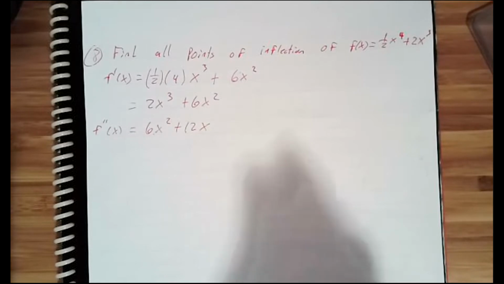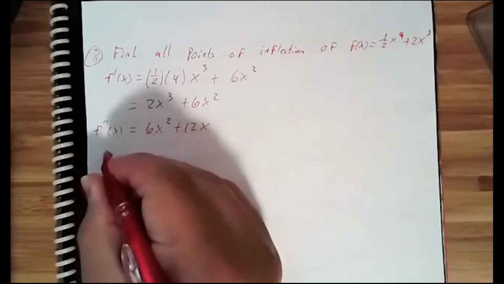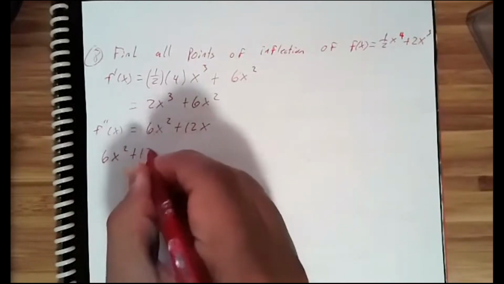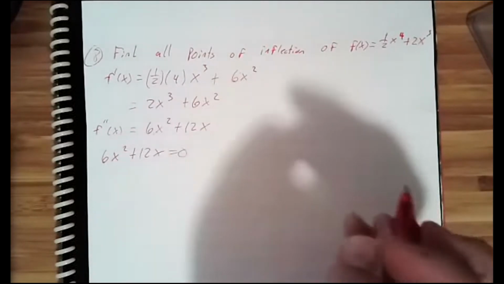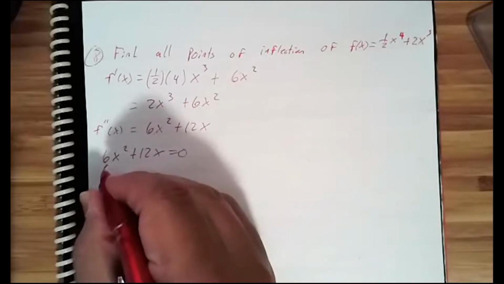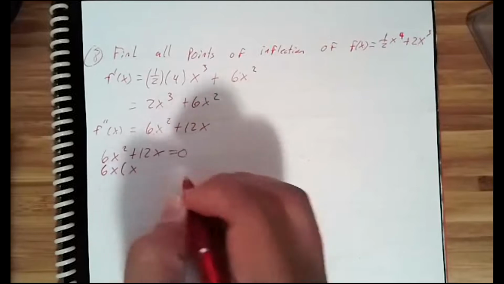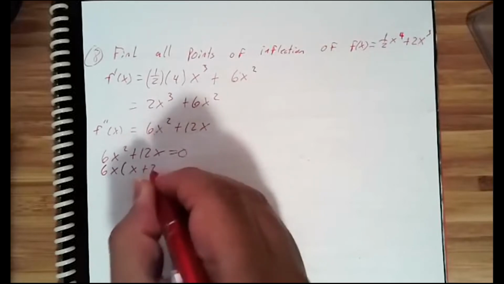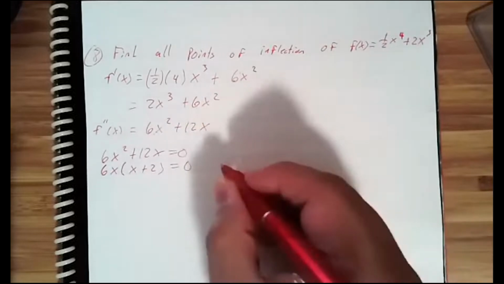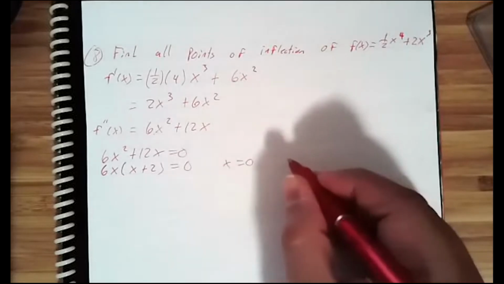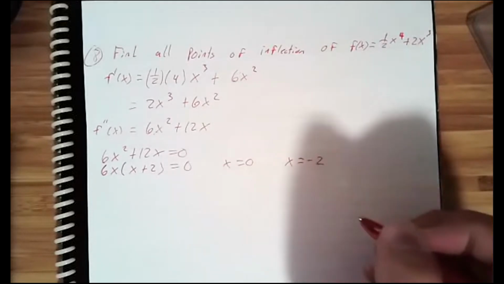Let's see here. First derivative would be 6x squared. Then one more would be 6x squared plus 12x. Okay, so set this to 0. Factor out x, and 6 is in common. That goes x plus 2. So x is 0, x is -2.